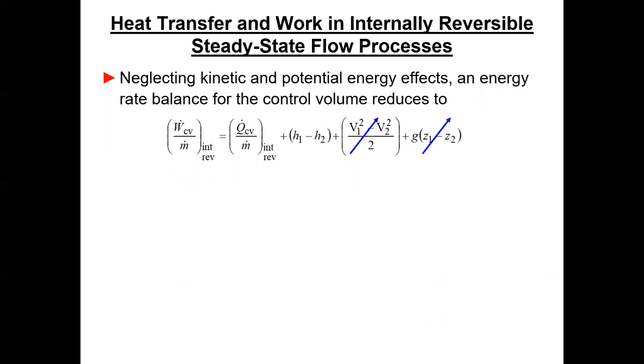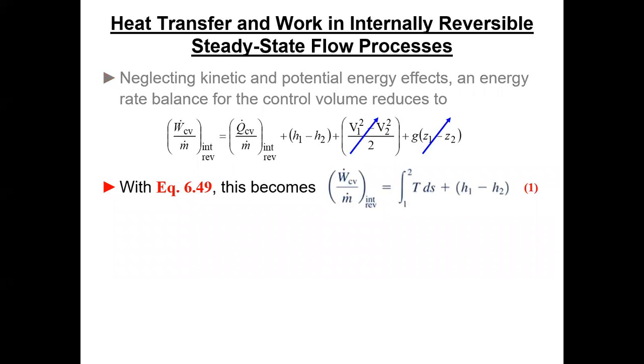So you get just the work of the control volume per unit mass. This is for internally reversible processes. We're going to do some substitution here in just a second, and that's equal to the rate of heat transfer per unit mass, again, internally reversible. And we've got h1 minus h2, the enthalpy difference, and we throw away kinetic and potential energy. That's just the steady state version of the first law with the work term taken over to the left side of the equation. Okay.